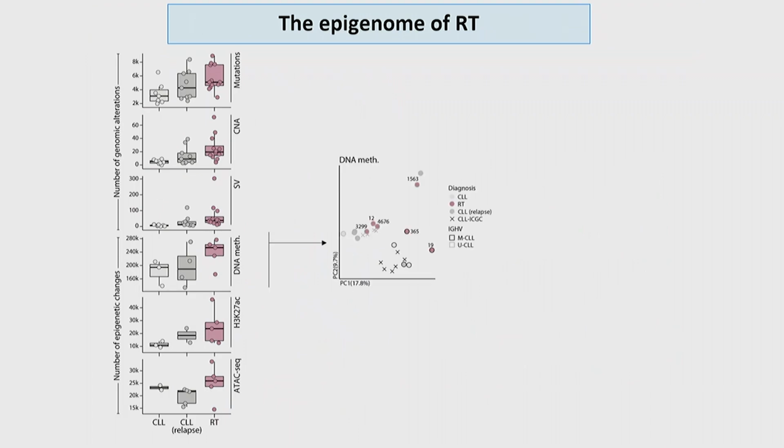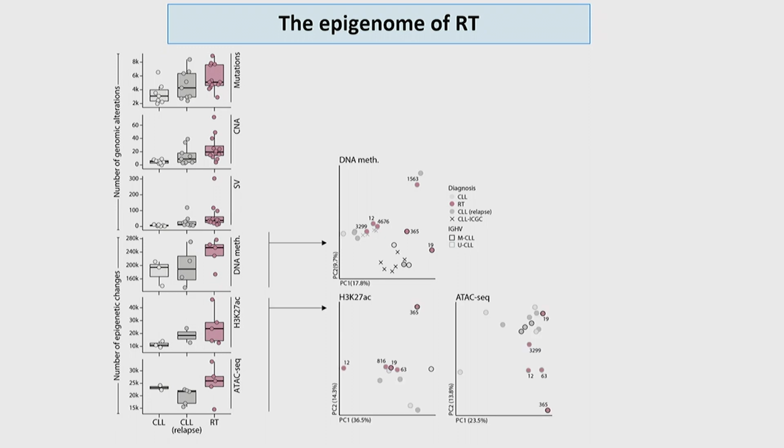So the final layer was the epigenome. We looked at the methylation. There are no major methylation changes between CLL and Richter. There are some, but there are changes in the open chromatin regions and the transcriptome.